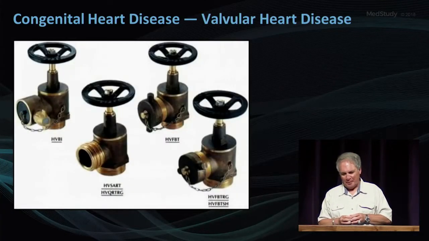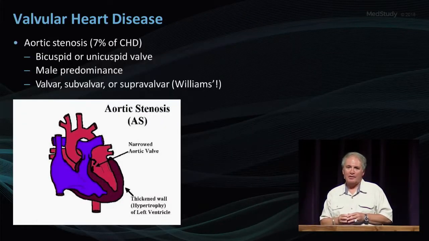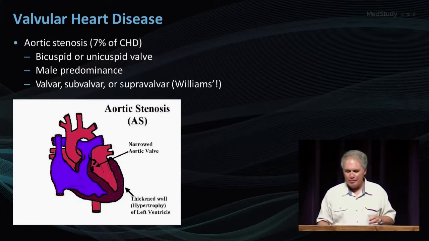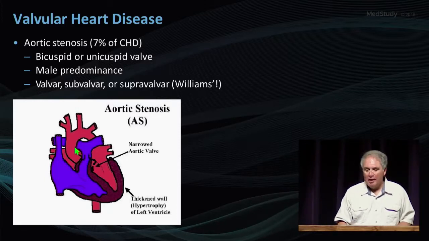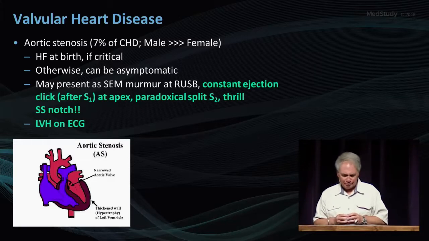Valvular heart disease. Okay, let's start with the big gorilla, aortic stenosis. Pretty common. 7% of all congenital heart disease. And these valves tend to be bicuspid instead of tricuspid, can be unicuspid. There is a male predominance. And just so you know, you can have aortic valve stenosis of the valve itself. You can have thickening beneath the valve, that's subaortic stenosis. Or, as we see in Williams syndrome, stenosis above the aortic valve, supravalvar aortic stenosis. But let's talk mostly about valvar.